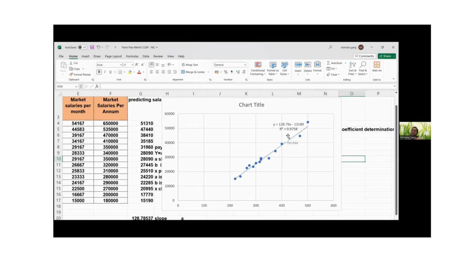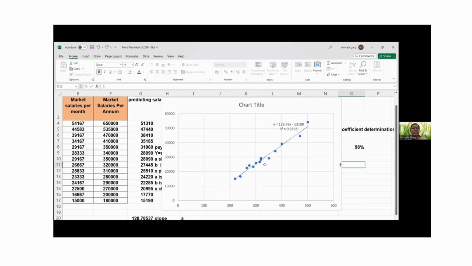Now, what is the R square saying? Point 97, 0.97. So what does it mean? I can put it as 98%, right? The strength of the regression is 98%. Typically the strength of the regression is measured as 1, or 100%. So 98% means what?